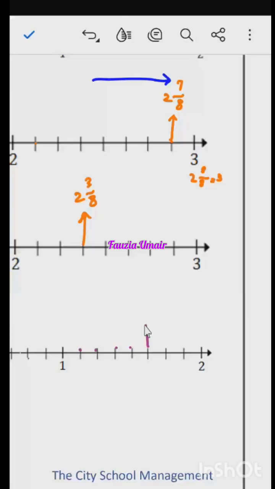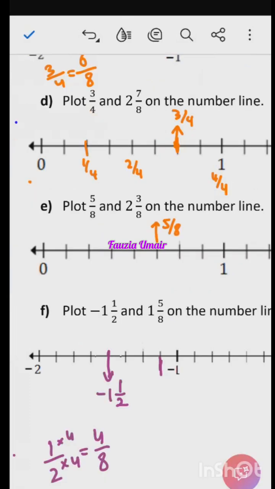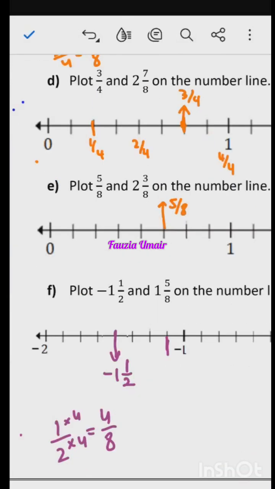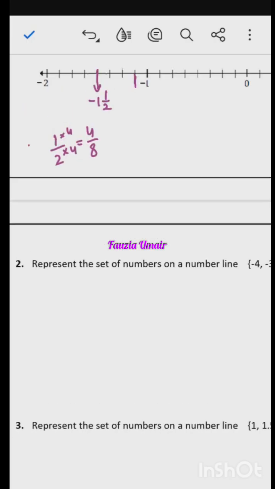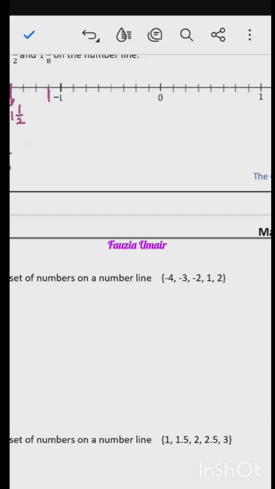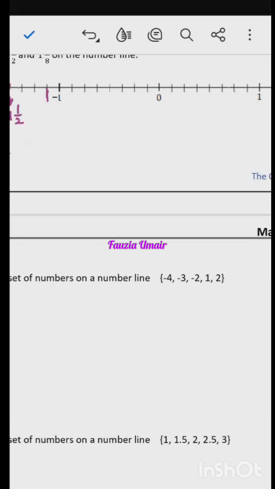Okay, so I hope this question was clear. This question was comparatively easy because the number lines were already there and the half of the labeling was also done. Okay, so now moving on to the second part. The second question is: represent the set of numbers on a number line. A set of numbers is given to you. Have you learned about sets in the 7th class?